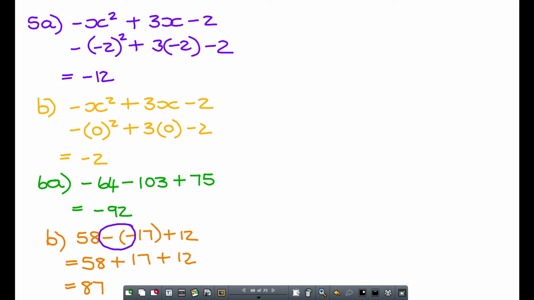Right. 6a. Calculate. Now over here at 6a, you didn't have any extra steps. You could basically have just put it into your calculator. But at b, you'll see that I drew a blue circle around these two minuses because a negative times a negative will give me, have a look, it changes to a positive. And now it's just normal addition from left to right. So your answer should be 87.